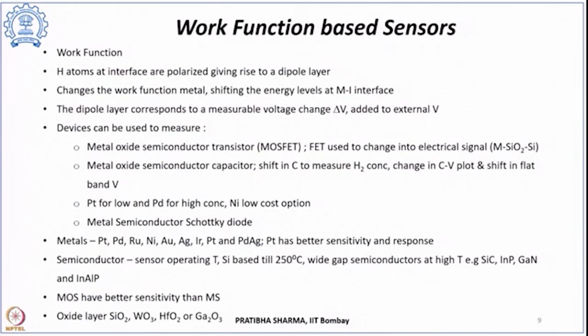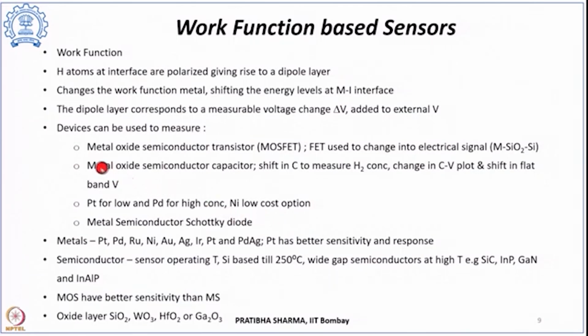Simple metals can also be used: for low concentration, platinum could be used; for higher hydrogen concentration, palladium could be used; and if we want something cost effective, then nickel can be used.